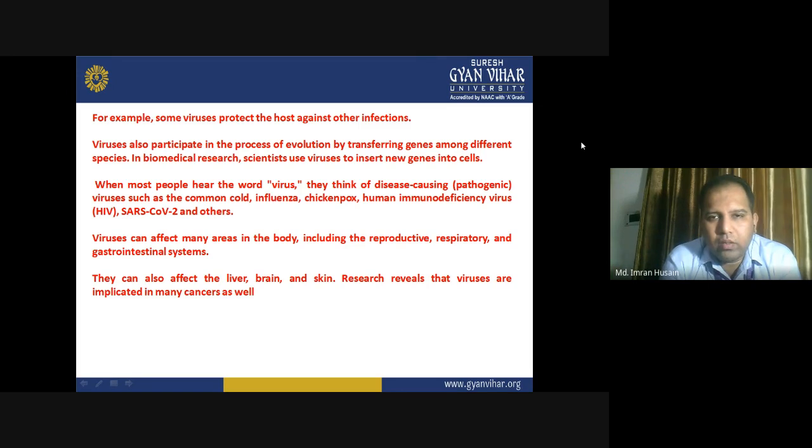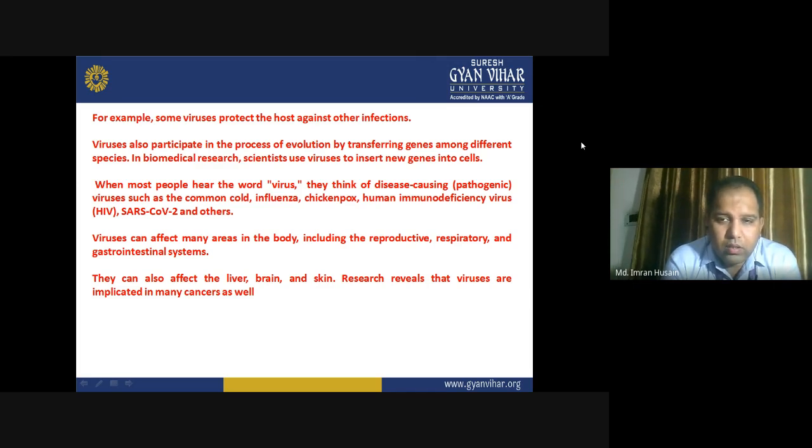When most people hear the word virus, they think of disease-causing pathogenic viruses such as the common cold, influenza, chickenpox, HIV, SARS-CoV-2 and others. Viruses can affect many areas in the body, including the reproductive, respiratory, and gastrointestinal systems. So, they mostly affect the areas to which they are very specific in nature. They are not going to harm anything that is not of their interest. Right? They can also affect the liver, brain, and skin.